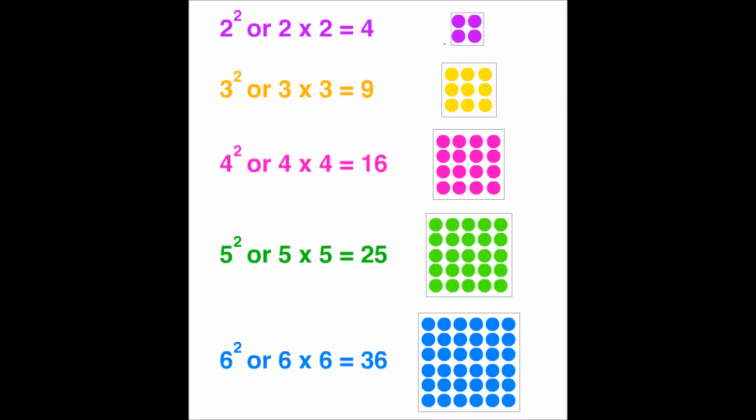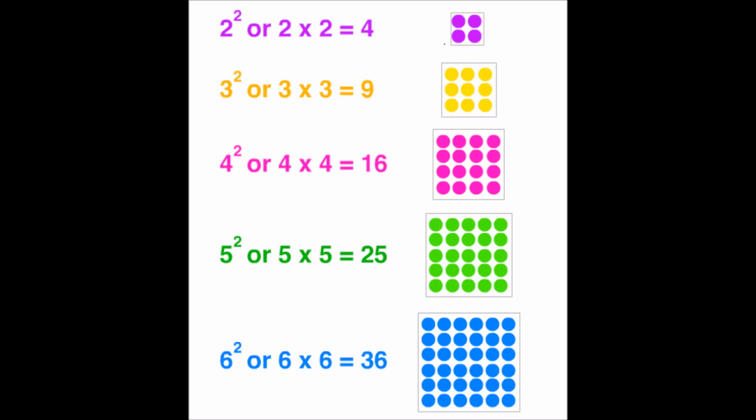Let's talk about squared. 2 squared, or 2 times 2 equals 4, is a representation of an area model. So if you look at 3 squared, or 3 times 3 equals 9, we're saying that the height and the length of it is equal to 3, but the area of that together equals 9. Same thing with 4 squared, or 4 times 4 equals 16.